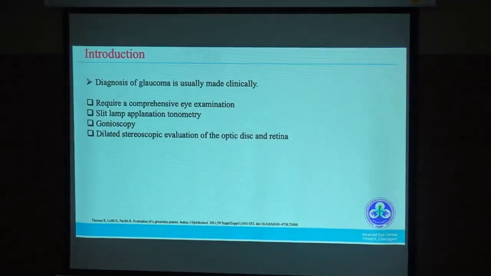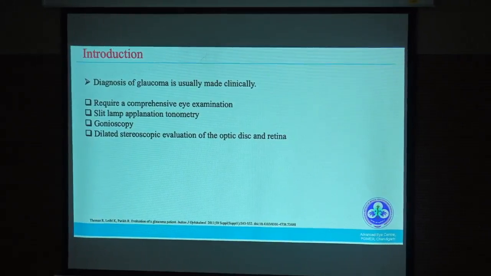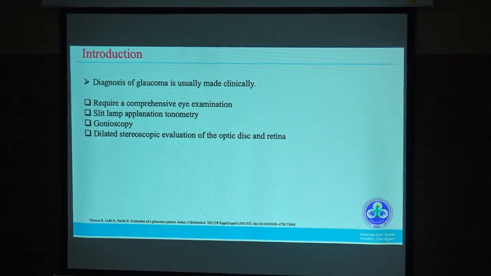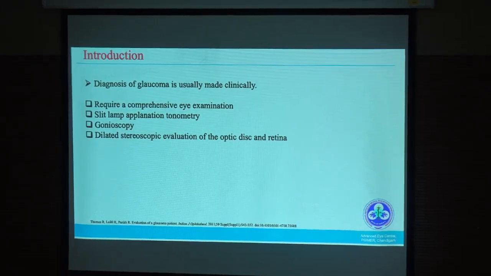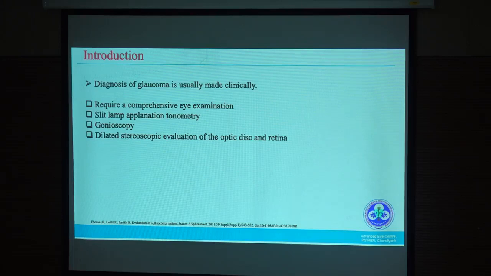The diagnosis of glaucoma is usually made clinically. You do not need fancy machines like OCT angio or even OCT. If you do a good clinical evaluation, in 99% of glaucoma cases you can diagnose by clinical evaluation only. For that you require a comprehensive eye examination. Of course you need slit lamp, tonometry, gonioscopy and dilated stereoscopic evaluation of the optic disc and the retina.